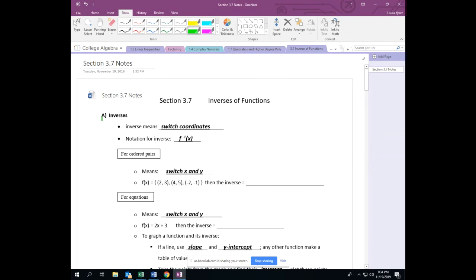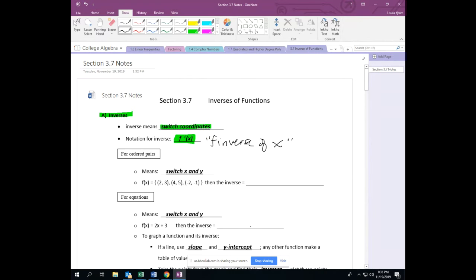First thing, definition of an inverse. An inverse means that you switch the coordinates on all of your ordered pairs in a function. The notation looks kind of like a negative power, but it's actually not a negative power. That little -1 exponent looking thing means f inverse of x. So it's not actually a power. F inverse of x.